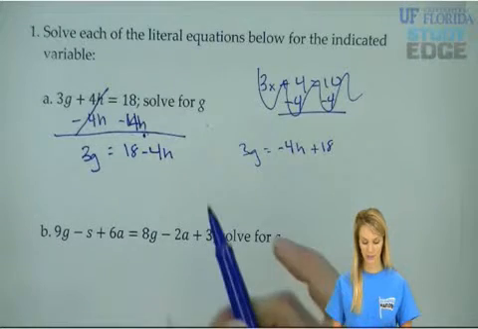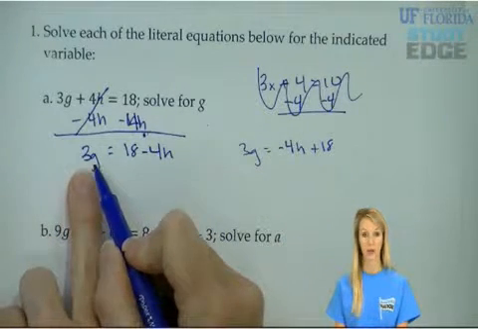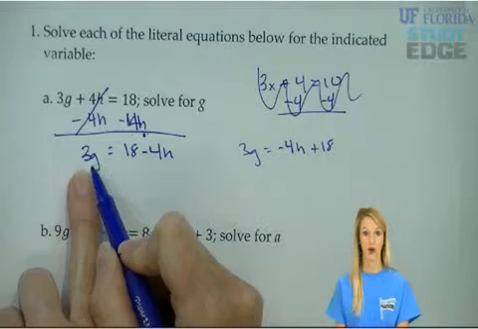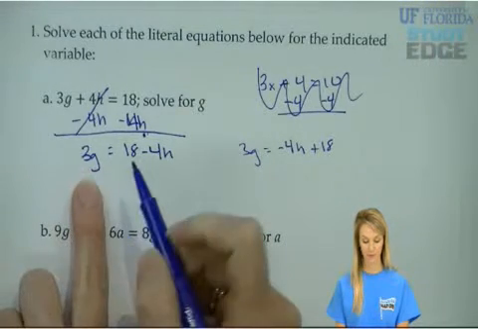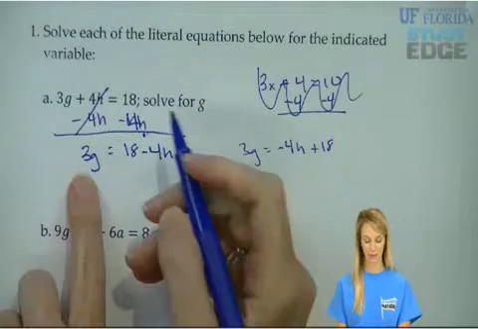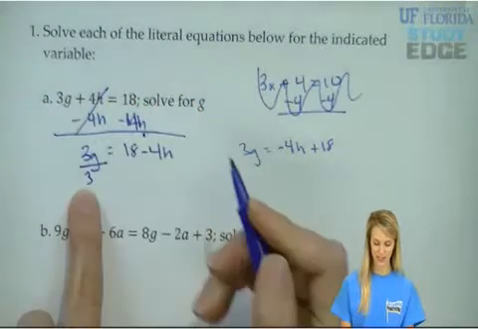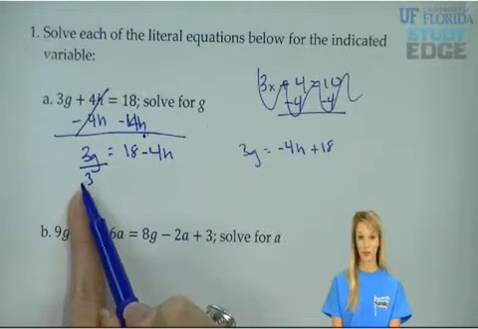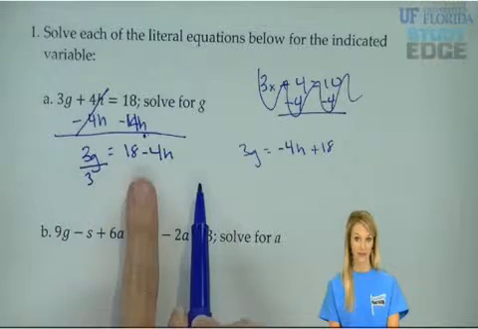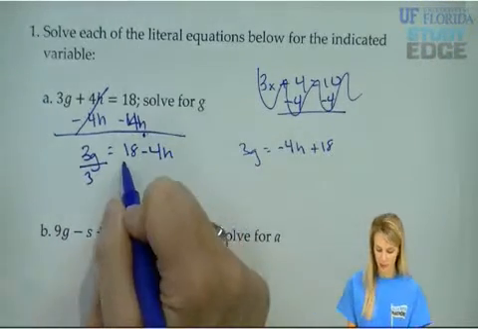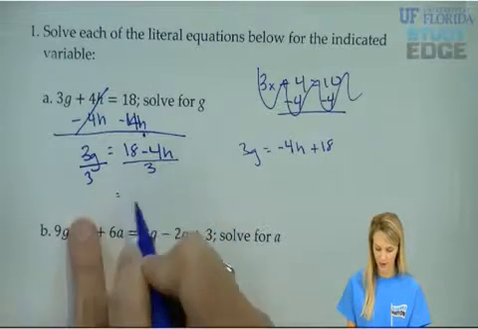Okay, let's look at our next case. We have 3g. Is g by itself? No, that's what we're trying to do. We're trying to get our variable g by itself. So 3 is being multiplied by g, so to get rid of it, the inverse, we divide. We are going to divide by 3. Now, whatever you do on one side, you have to do on the other, so we've got to divide the other side by 3.